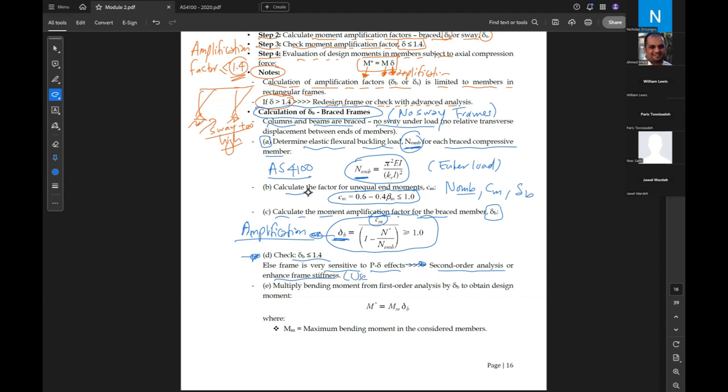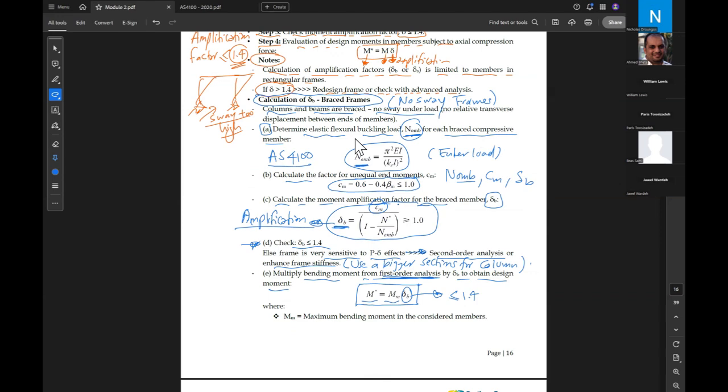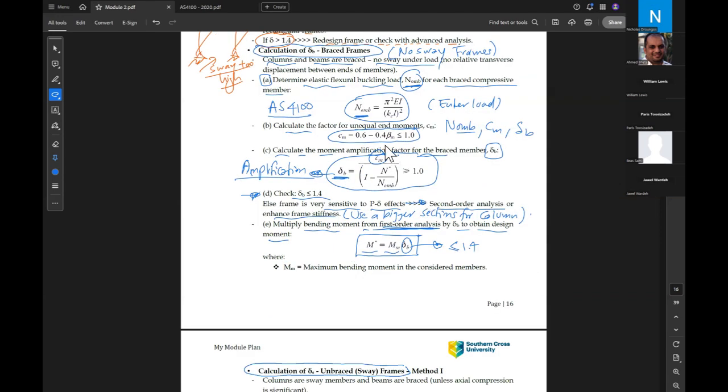So we can use bigger sections for the columns. Then the final step is to multiply the bending moment of the first order analysis by delta B to obtain the second order moment. So M star will be M from first order analysis multiplied by delta B, less than or equal to 1.4. So this method is for the braced frame, and later we will see how to calculate Cm.